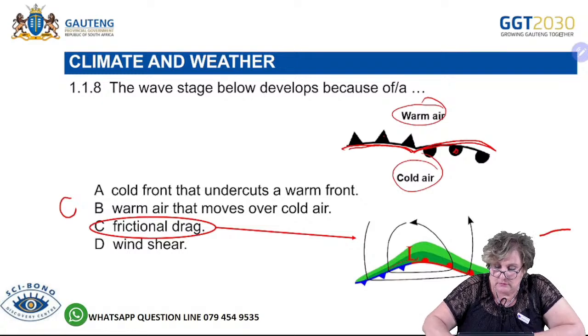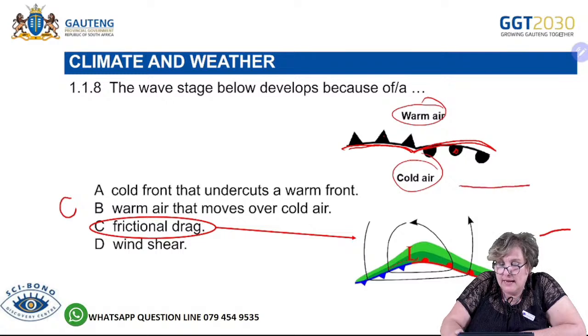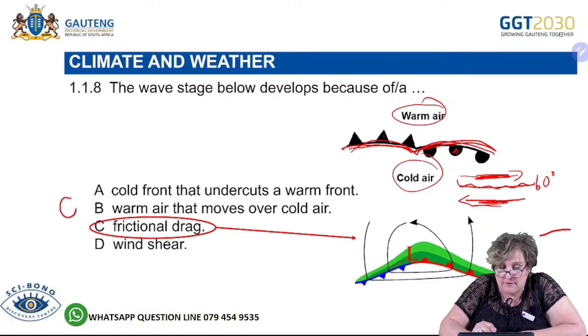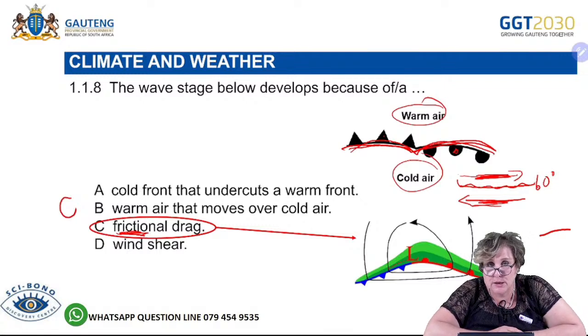Remember, this air is normally at the 60 degrees latitude line. I have my warmer air that flows from west to east, and I have my colder air moving from east to west. So what's happening here, as this air moves parallel to each other on the polar front, we have friction. That friction is going to give rise to this wave stage. So it's because of the friction that's taking place on the polar front.